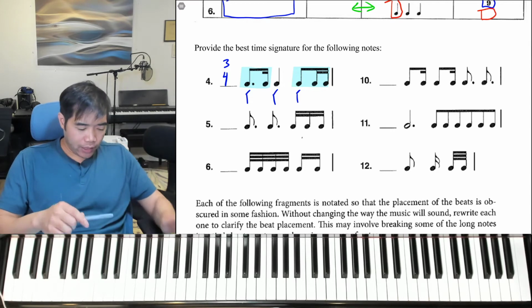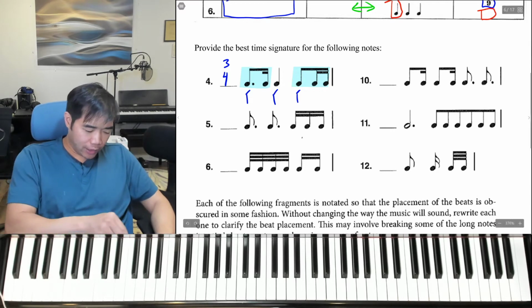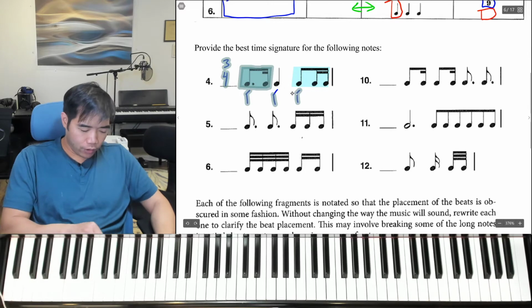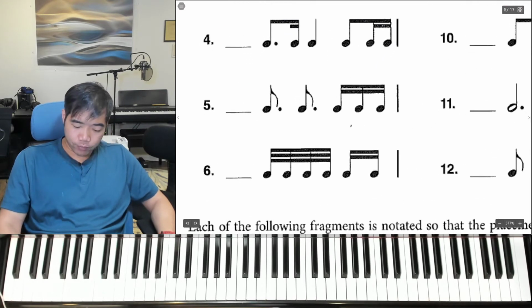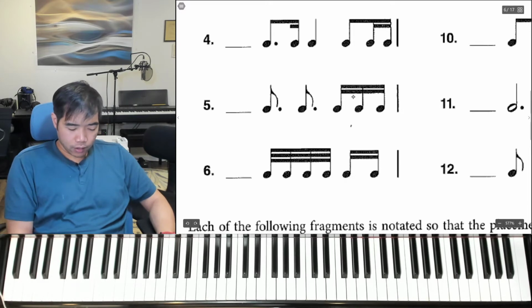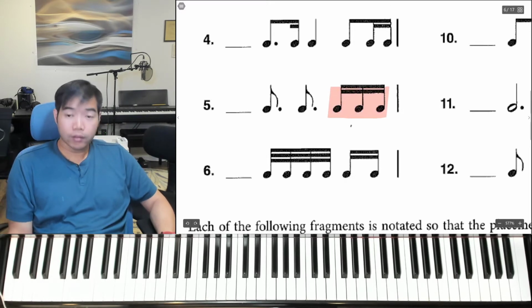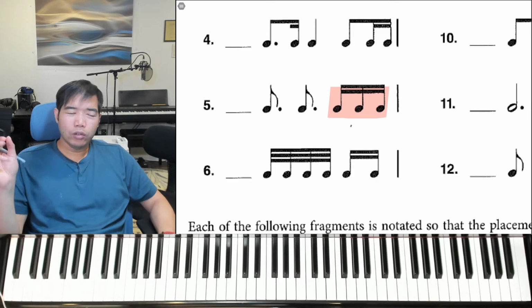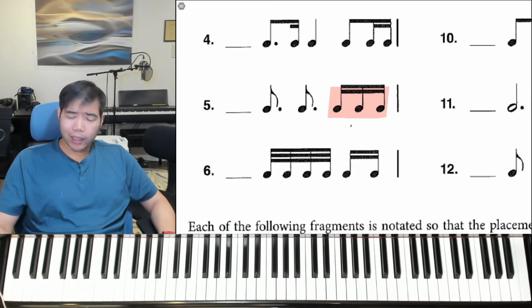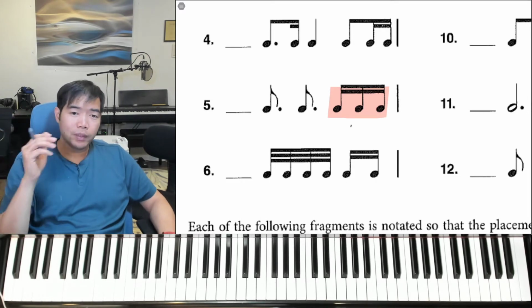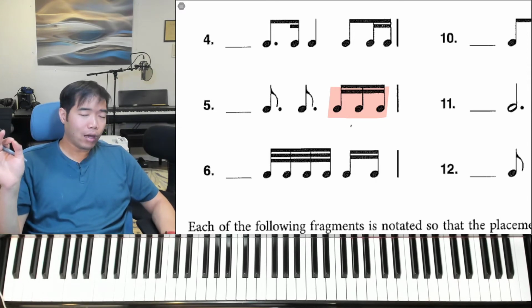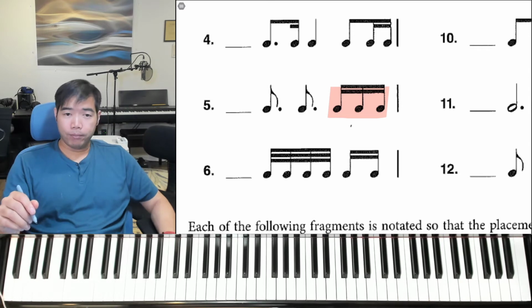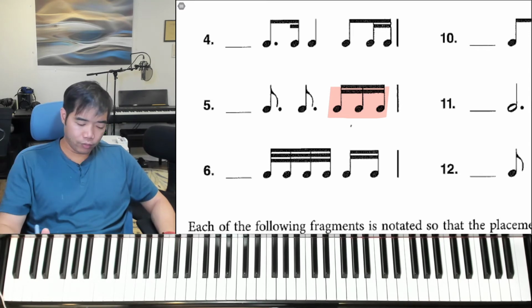Let's take on another one. So let's say, I'll erase this so it's not confusing at all. Let's take number 5, for example. Okay? This is beamed together. Right? That's a big clue already. Whenever you see dotted notes and you see 3 notes beamed together of the same note values, it's a pretty big clue that you are probably in compound time, since the beats are being divided in 3s.